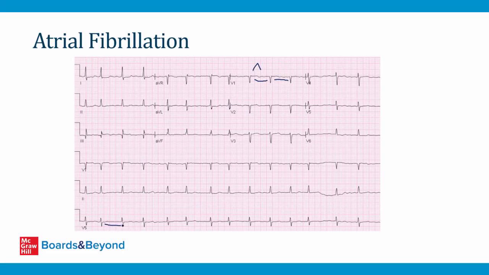So notice that these two are pretty far apart. These two over here are closer together. These two here are also far apart. So the QRS complexes are coming some close together, some far apart. They're varying in an irregularly irregular manner.